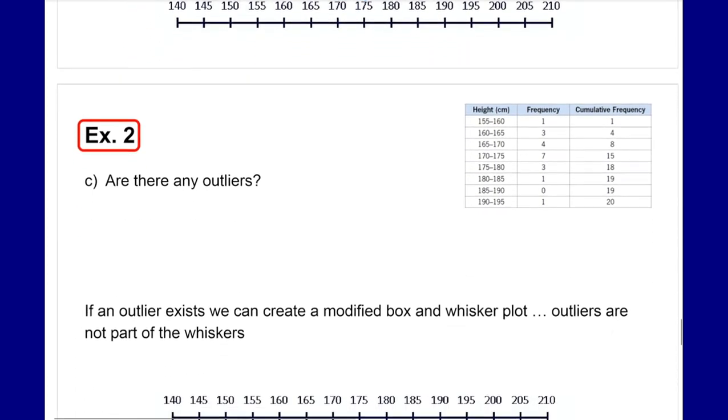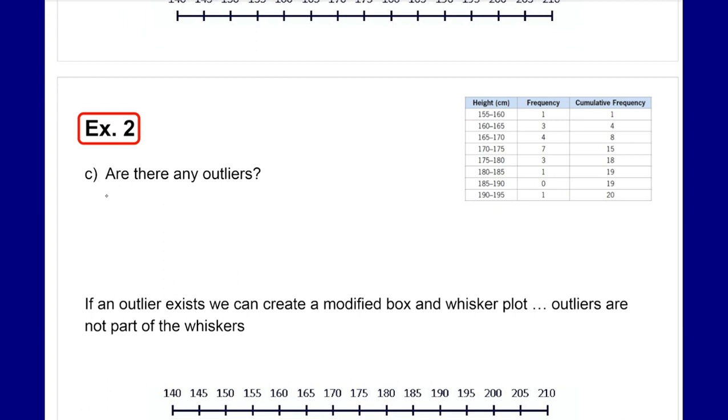What we can do as well is check to see if there are any outliers. There are 2 scenarios for the outliers. The first is Q1 minus 1.5 times the IQR, or in this case, 167.5 minus 1.5 times 7.5. And in this case, we end up with 156.25.